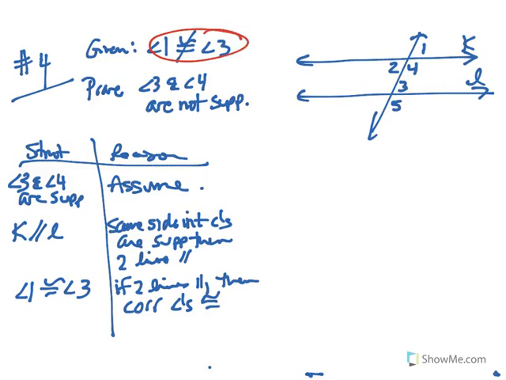is true. So I'm not going to write it all out again. You can just follow along. You just say assume angle 3 and angle 4 are supplementary. Then K is parallel to L because same side interior angles are supplementary, then the two lines are parallel. Then angle 1 is congruent to angle 3 because if two lines are parallel, then the corresponding angles are congruent. This contradicts the given that angle 1 is not congruent to angle 3. Therefore, our assumption must be false, and the prove angle 3 and angle 4 are not supplementary is true. Okay, so there you go.